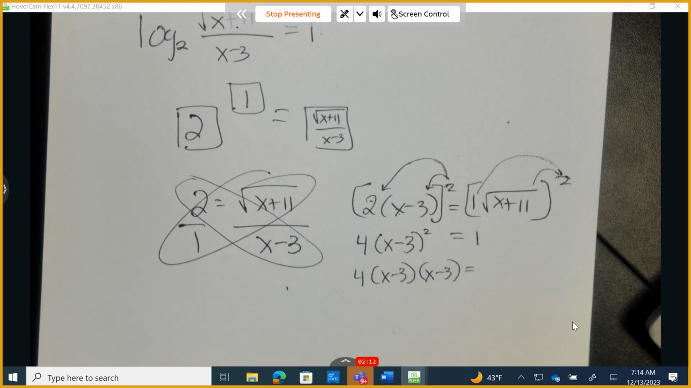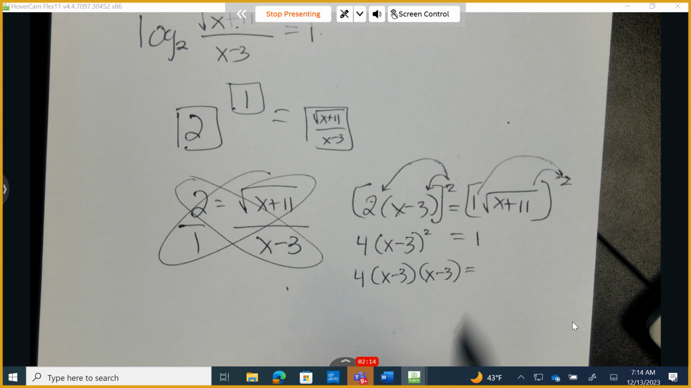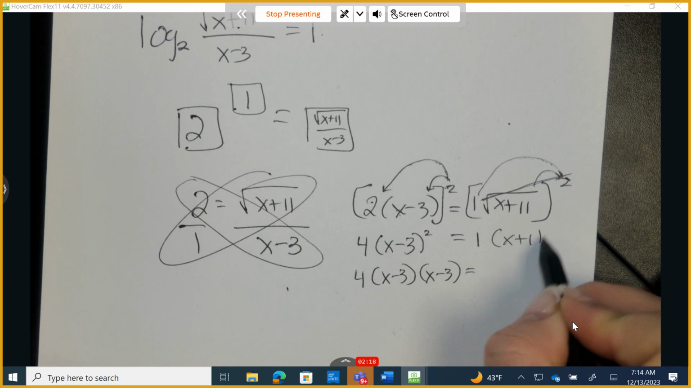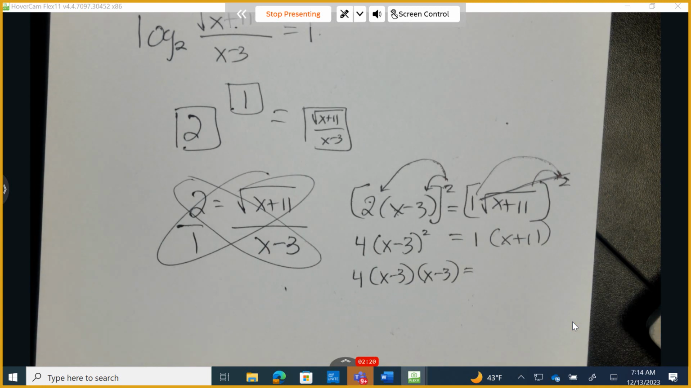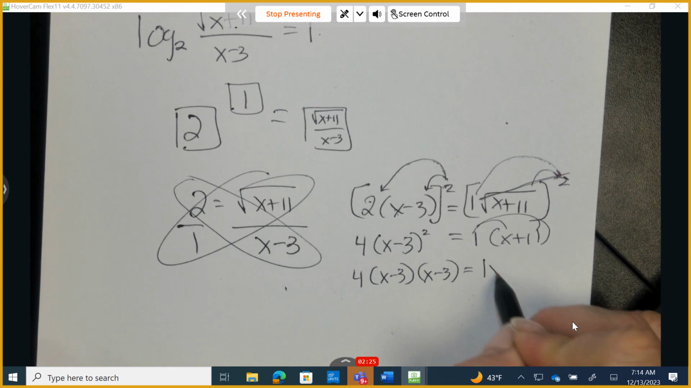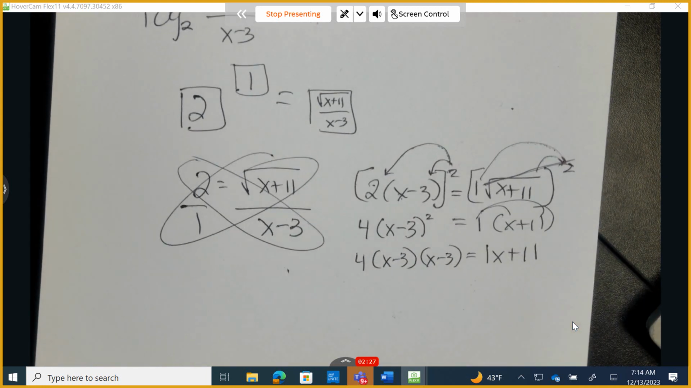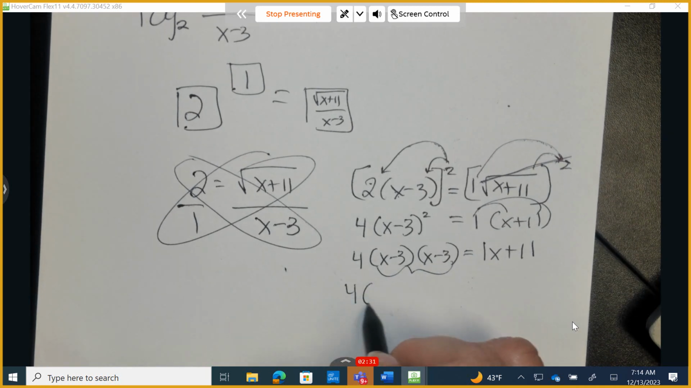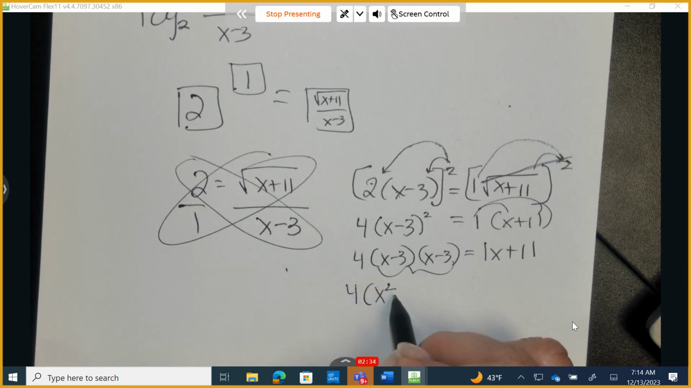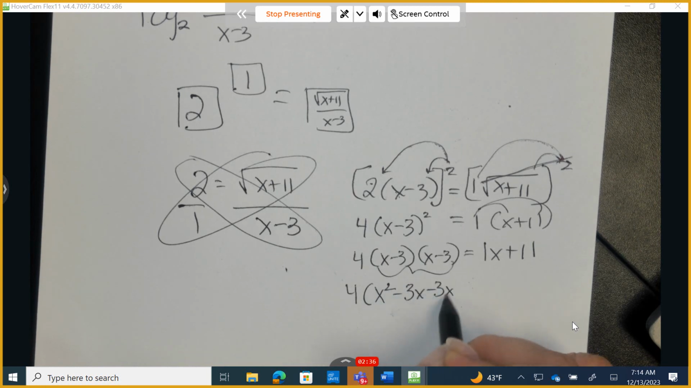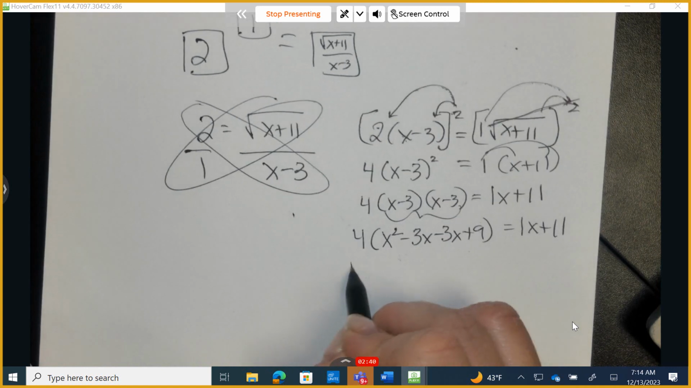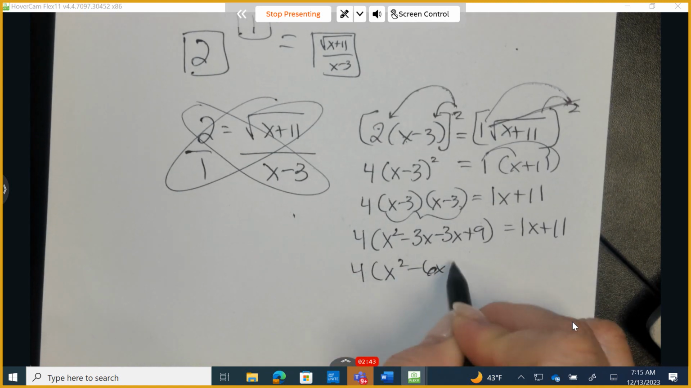And when I square the square root of x plus 11, these are going to simplify, and I'm left with x plus 11. And that was the whole reason I squared, so I get rid of the square roots. Okay, when I distribute the 1, I get 1x plus 11. I'm going to go ahead and FOIL this out 4 times. Now, when I FOIL, I'm doing front, inside, outside, and last. And I'm going to combine like terms in the middle.